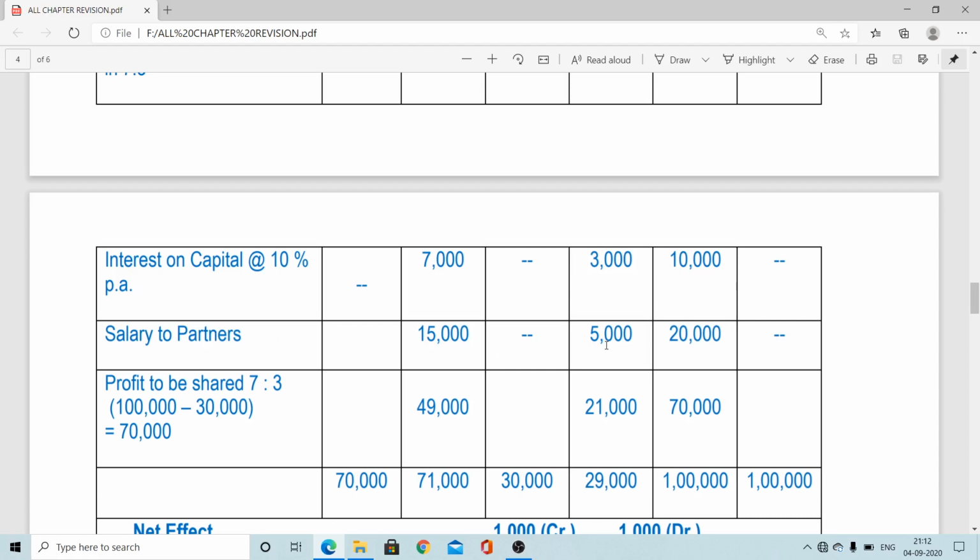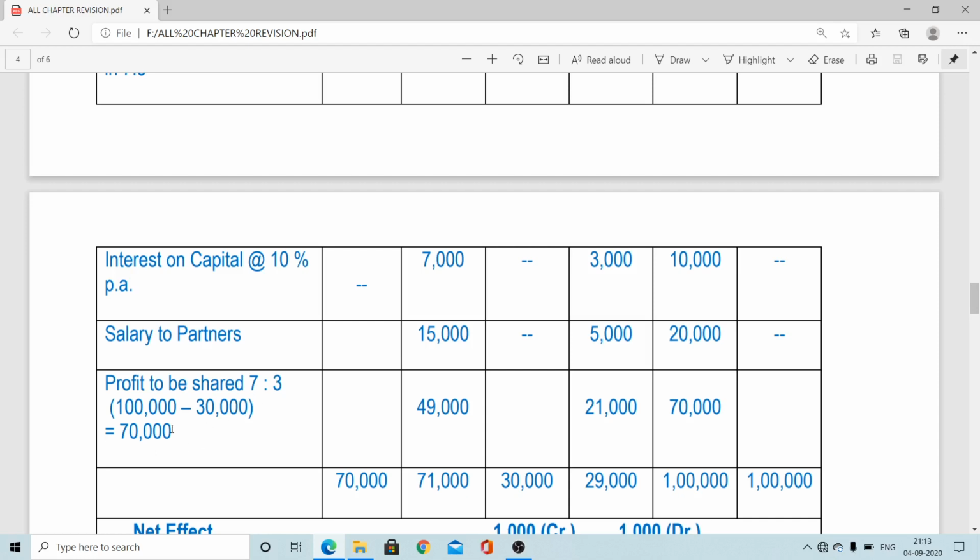Salary also, 15,000 and 5,000, so 20,000 was credited to Kumar as well as Raja, and here the firm is coming as debit. Total firm profit earned is 1 lakh. Out of that, interest on capital 10,000 as well as salary 20,000 has already been allotted, so that is 30,000 gone. So the remaining profit which you have to distribute is 1 lakh minus 30,000, 70,000, in the ratio 7:3. That is the correct profit which you have to credit.